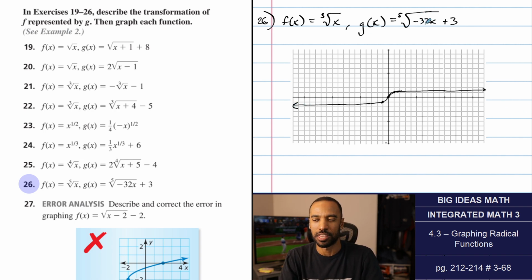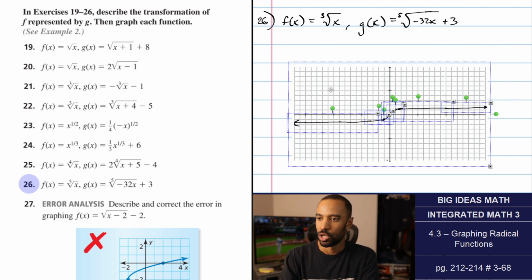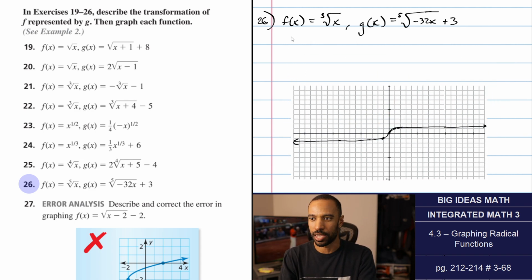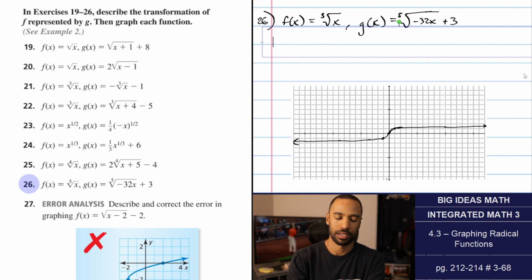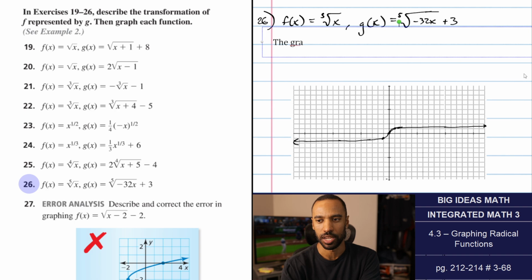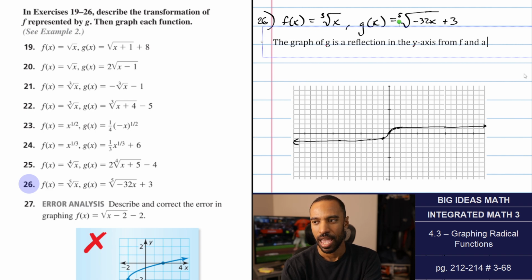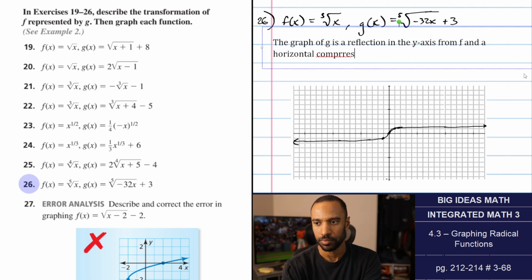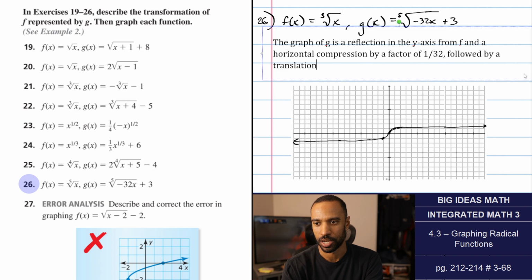Now we have to do something similar again. This one might prove easier for us, and I'll show you what I mean by this. It's interesting. First of all, let's describe it. We are, oh, this is locked. Hold on. We are doing 3 things. The graph of g is a reflection in the y-axis from f and a horizontal compression by a factor of 1 over 32, followed by a translation 3 units up.